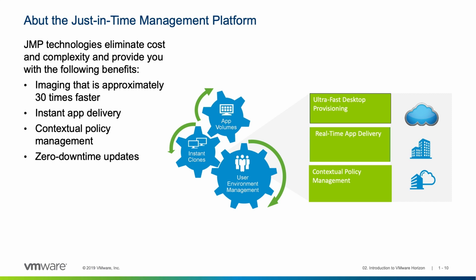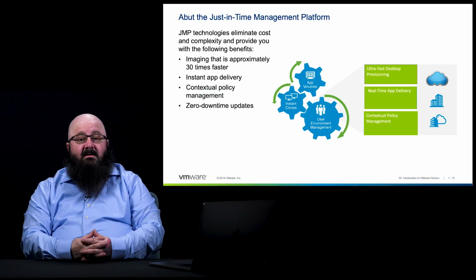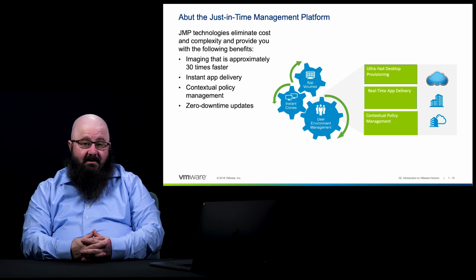So it's made up of three pieces: Horizon itself, and specifically the instant clone feature, App Volumes to provide access to the applications, and User Environment Manager. Our instant clones basically provide access to a desktop. Now, if you can imagine, this desktop is read-only, which means users can't save anything to the desktop.